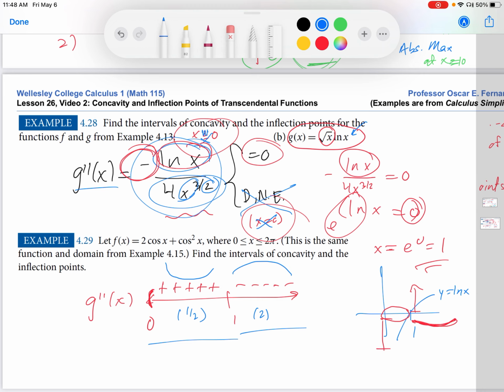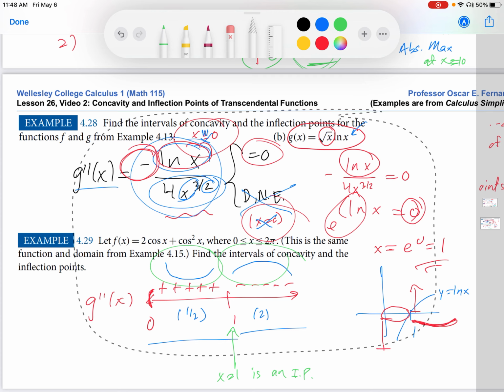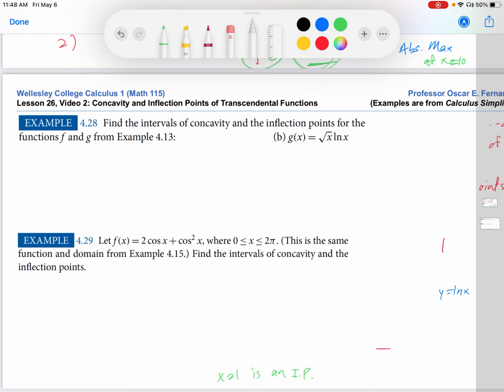Finally, because the function changes concavity as we cross x equals 1, x equals 1 is an inflection point. All right, so we answered the questions that were posed, and we have finished this example. Awesome, so let's erase all this, and then let's take a look at the second example down here.